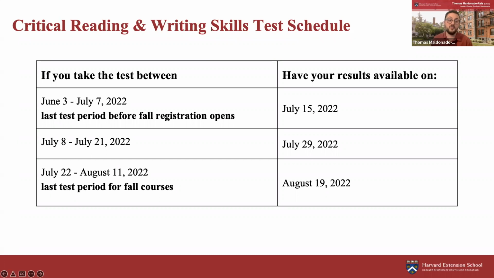Otherwise, you could take the test between July 8th to July 21st, and your test results would be available to you on July 29th. Or you could take your test between July 22nd and August 11th, and your test score report would be available on August 19th. And that would be the last testing period available for fall registration.